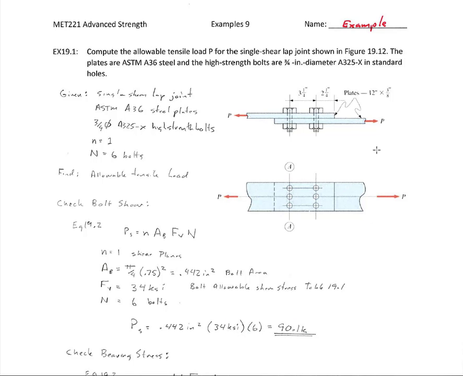These are the examples for Lesson 9. This is example 19.1. Compute the allowable tensile load for the single shear lap joint shown in the figure.